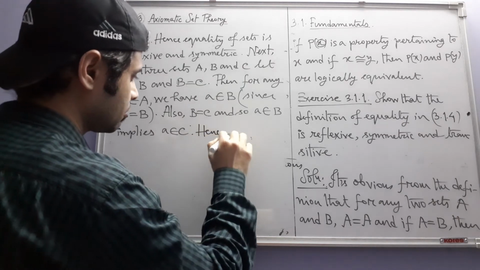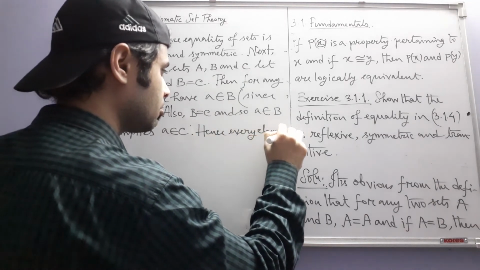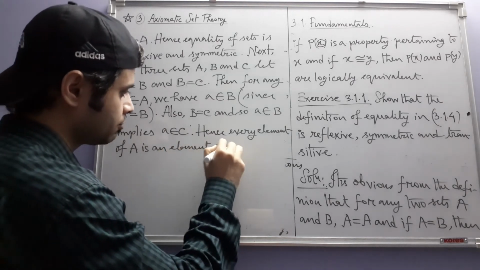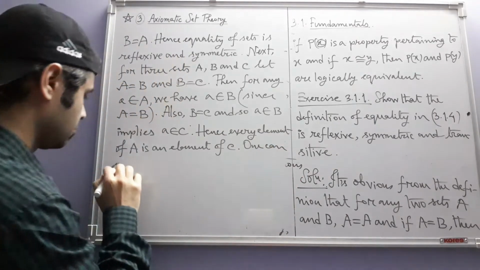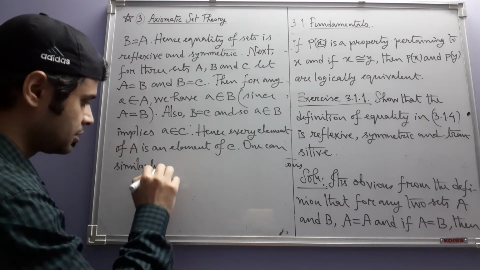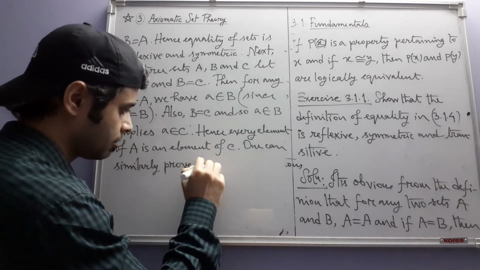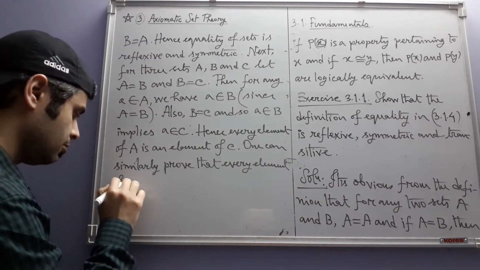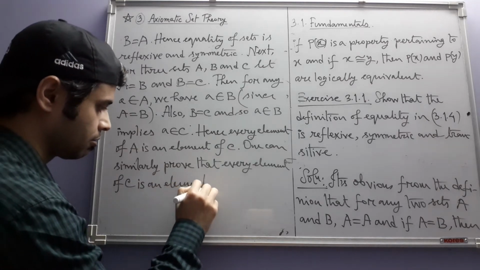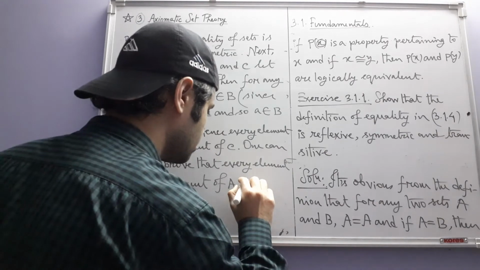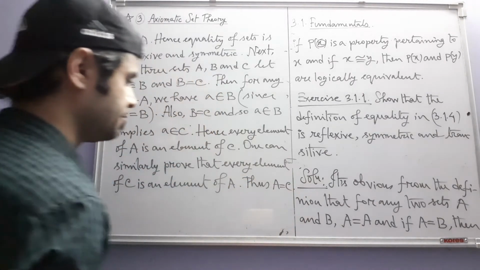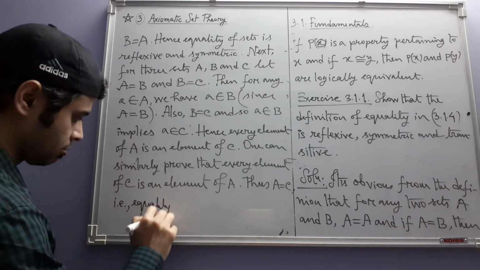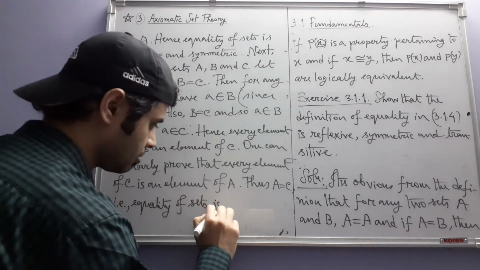Hence, every element of A is an element of C. One can similarly prove that every element of C is an element of A. Thus, A is equal to C. That is, equality of sets is transitive.